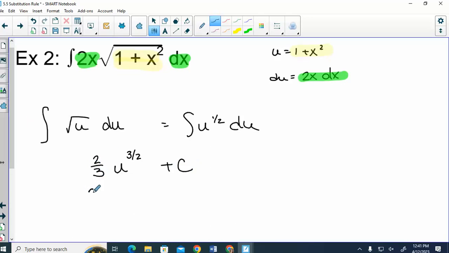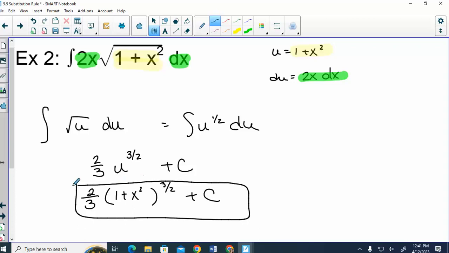And then for the final answer, we have to change it back to the variable we started with. So instead of u, put (1 plus x squared) to the 3/2. If you wanted to check yourself, let's say you thought you made a mistake, how could you check it? Yeah, do the derivative of that and see if you get back what we started with. Is that one okay?